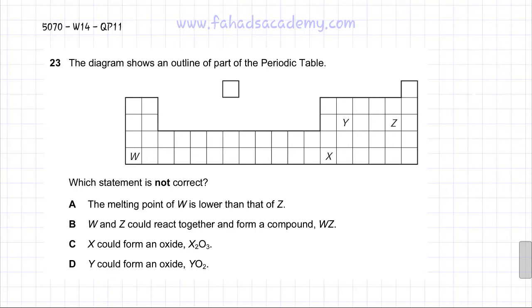The following question is related to the periodic table, and the question states that the diagram shows an outline of part of the periodic table, and you're given the four elements that are marked W, X, Y, and Z, and he's asking which statement is not correct. So all the statements are related to W, X, Y, and Z. One thing that we can do is look at an actual periodic table that is given with the exam paper and find out what W, X, Y, and Z are.